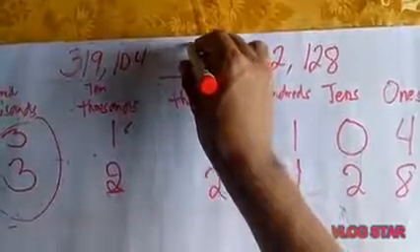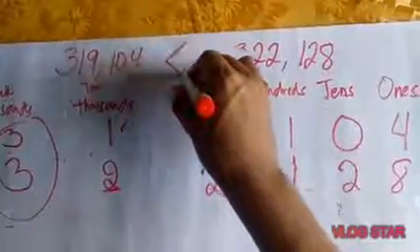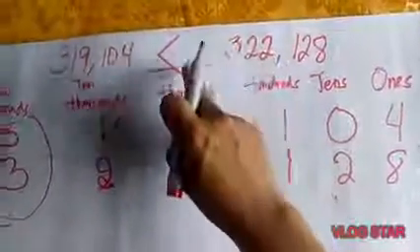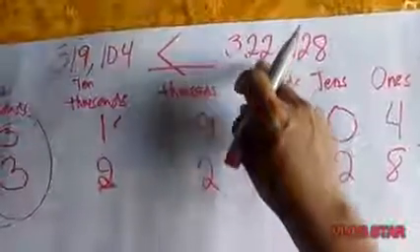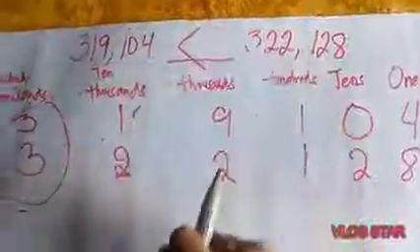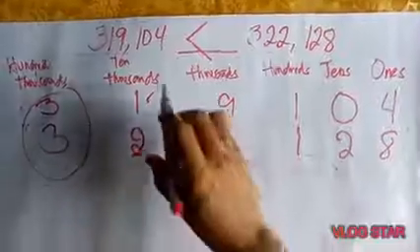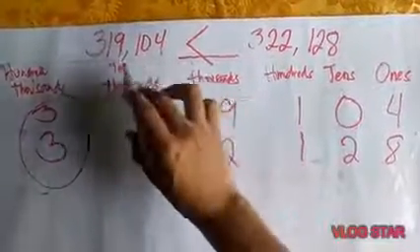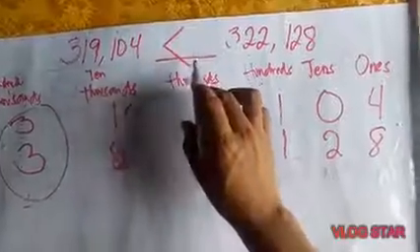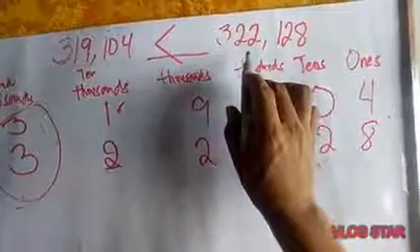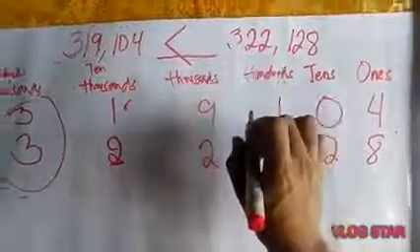So we will use the less than sign. You can observe the mouth opens to the bigger number. So if we read this, 319,104 is less than 322,128.